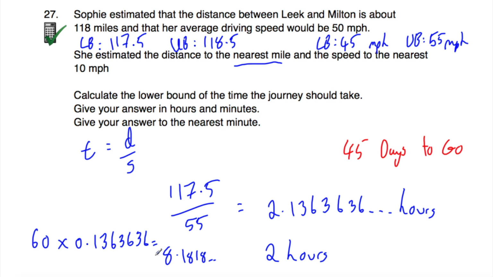Now we want to give it to the nearest minute, so if we round this to the nearest minute, that'll be 8 minutes. So 2 hours and 8 minutes. That's how long the journey would take to the nearest minute, and that's it. And if you got that, well done.